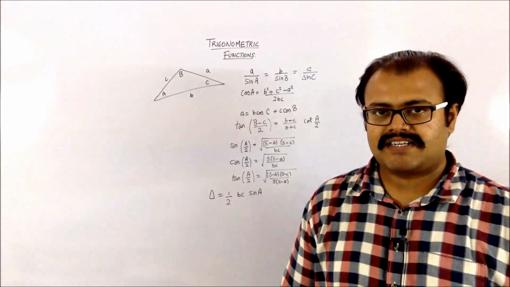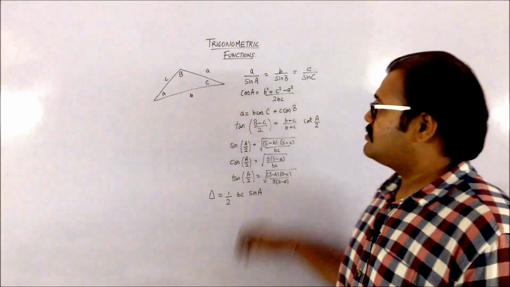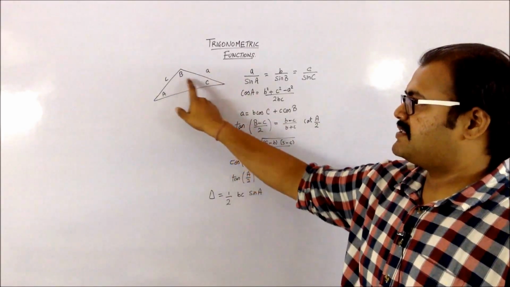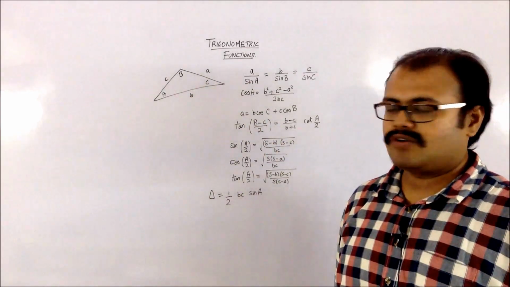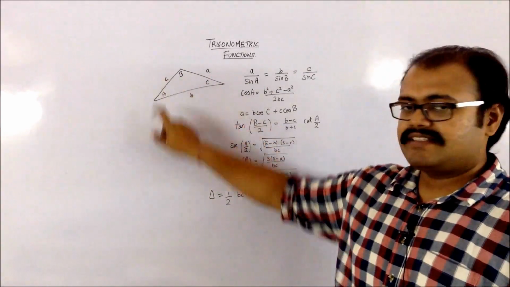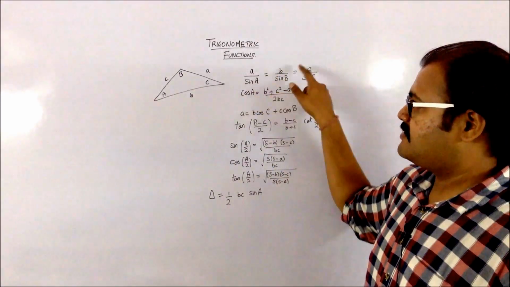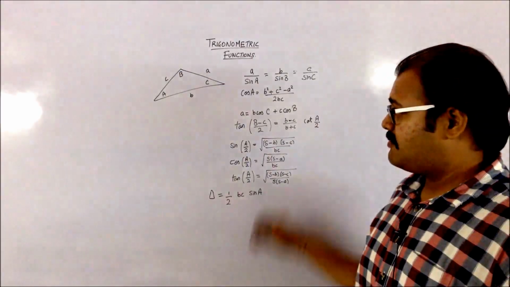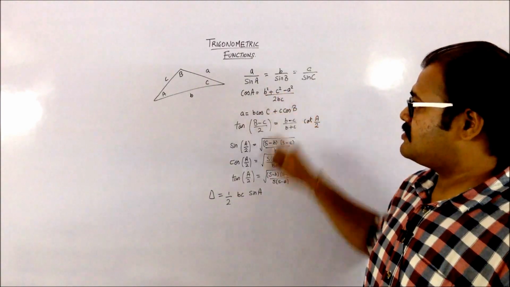Continuing with trigonometric functions, let's see the properties of a triangle. Now, this is my sine rule. If I'm having this particular triangle ABC, then the side opposite to angle A is going to be small a, B is b, and C is c. So my sine rule will be a upon sine A is equal to b upon sine B is equal to c upon sine C. My cos rule is going to be b square plus c square minus a square upon 2bc.